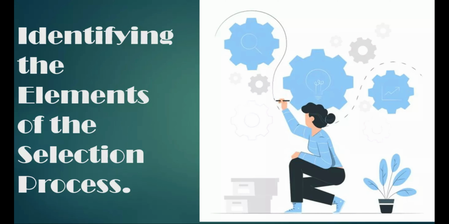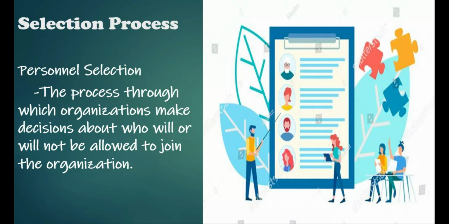Identifying the elements of the selection process. Selection process, personnel selection, is the process through which organizations make decisions about who will or will not be allowed to join the organization. Selection starts in identifying their background and analyzing the applicant's history to see if it will pass the initial attempt in reducing the mass number of candidates.